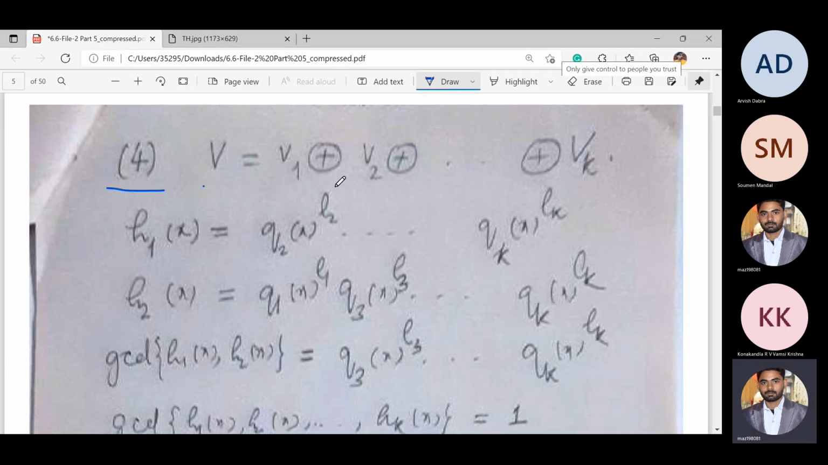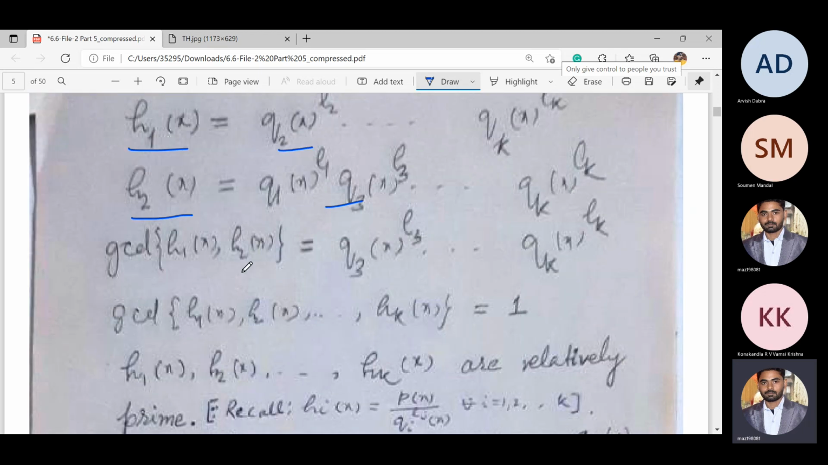V equals the direct sum of V1, V2 up to Vk. Let h1(x) be the minimal polynomial with the Q1 part removed, and similarly define h2(x) by removing the irreducible factor Q2. The GCD of h1(x) and h2(x) is Q3 to Qk, meaning it does not contain Q1 and it does not contain Q2.